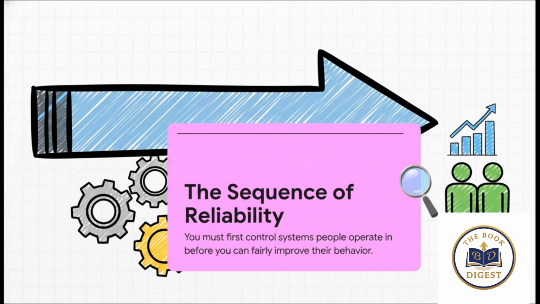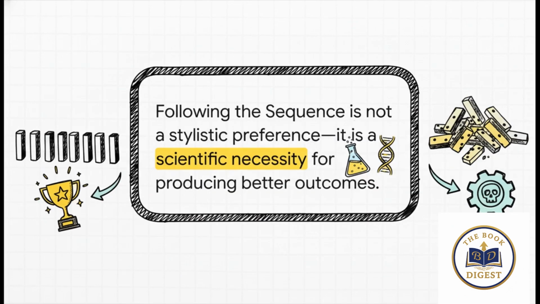The core idea here is really important. There's a specific, unskippable order to managing risk. You can't just try to fix everything at once. Nope, you have to start by improving the systems people work in before you can even begin to fairly evaluate the people themselves. And the book is so emphatic on this point. Following the sequence, it's not just a good idea, it's a scientific necessity. Organizations that try to skip steps or do things out of order just consistently get worse results. It's that simple. So, let's break down how this sequence actually works.